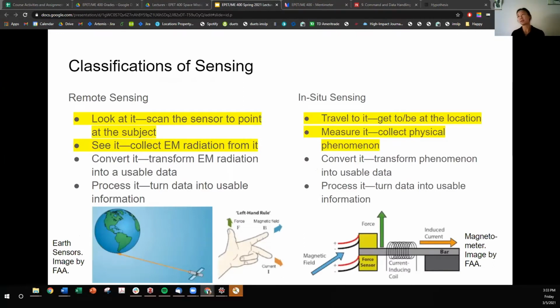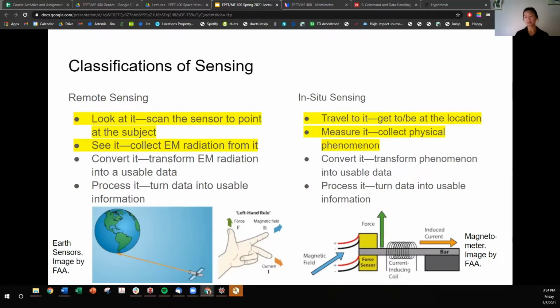Classifications of sensing. There's remote sensing and there's in situ sensing. Remote sensing is looking at something that's far away, maybe not that far away, but not where you are, seeing it, collecting electromagnetic radiation from it, converting that signal into usable data, and then processing that signal. In situ sensing differs in that instead of looking at something that's disparate from you, you're measuring something that is at your location.